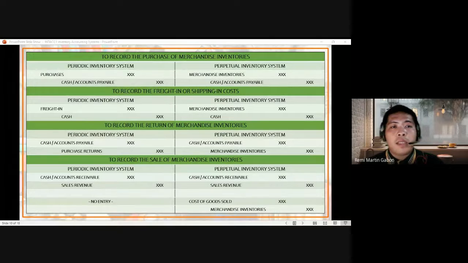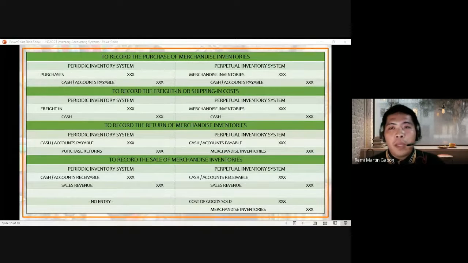But starting with sale transactions or sale-related transactions, medyo nakakaparehas ng konti si periodic and perpetual. For the sale of merchandise, periodic and perpetual will have an entry: debit to cash if it is cash basis, and or credit accounts receivable if it is credit basis. Then credit sales revenue. Okay, credit sales revenue.